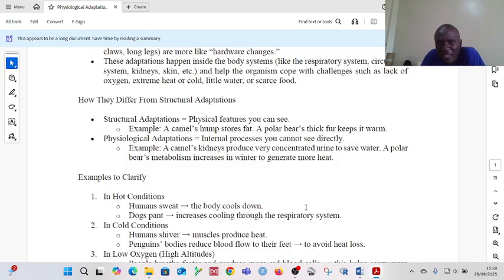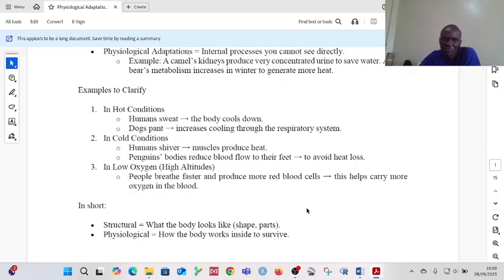Physiological adaptations, on the other hand, involve the internal processes that one cannot see directly. So when you can see, for example, the hump on the camel's back, one cannot see the changes that will have happened inside the camel's kidney, so that concentrated urine is produced in an effort to save water. The polar bear's metabolism as well can increase during winter. The increase in metabolism is happening in an effort to generate more heat.